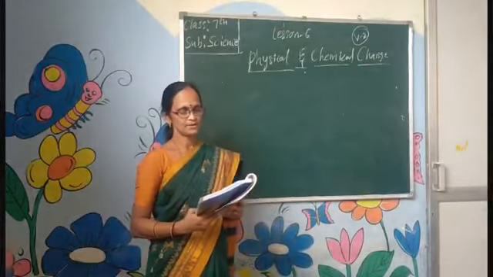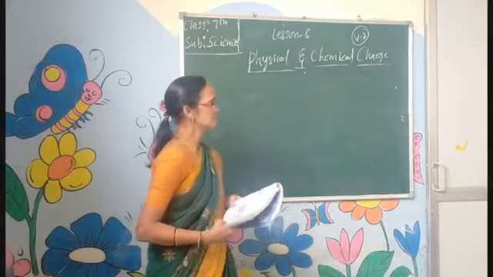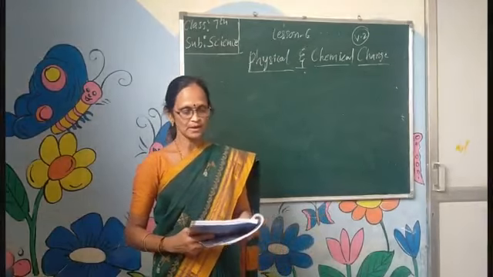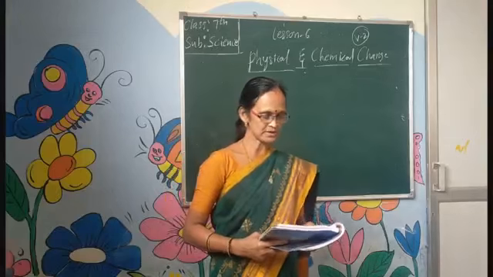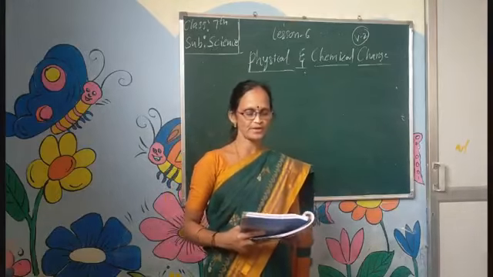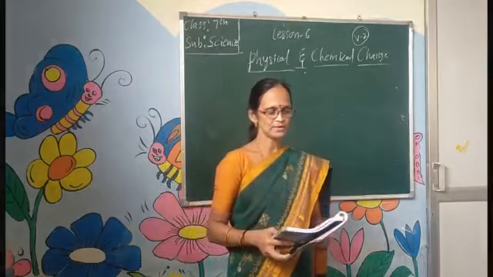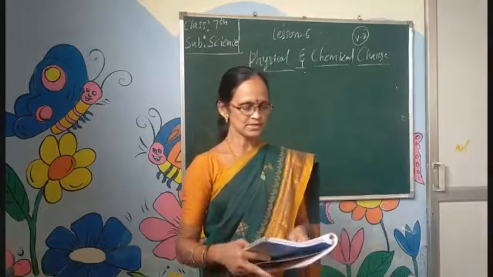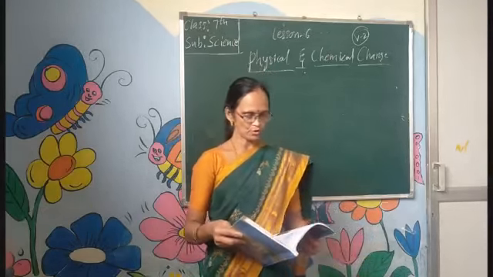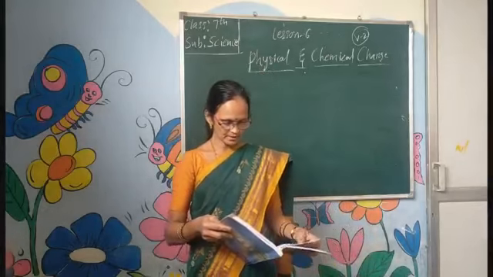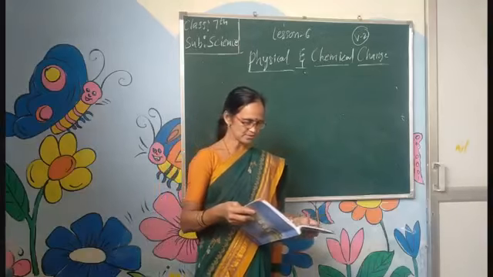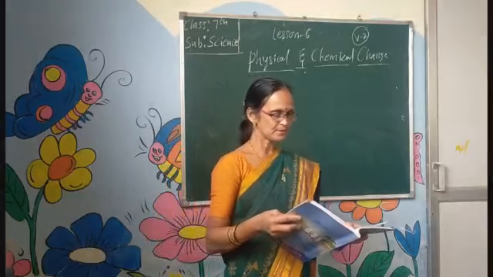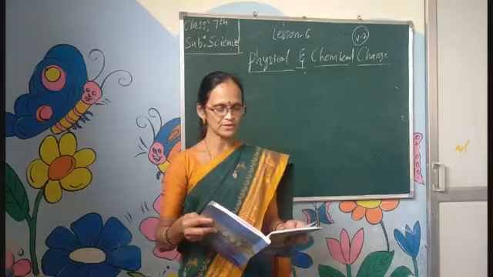Chemical change, 7th standard science, children. Now we will continue with activity number 6.7. Before class, we talked about the magnesium which was burnt and became ash, and that ash was collected and mixed with water.